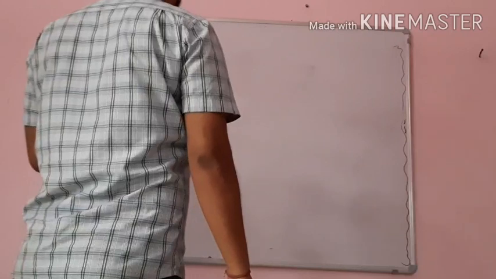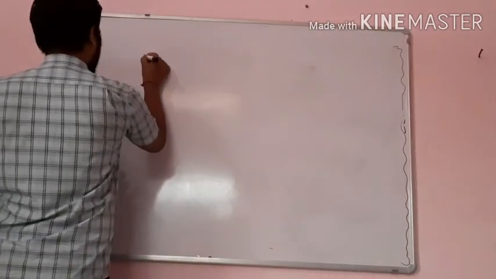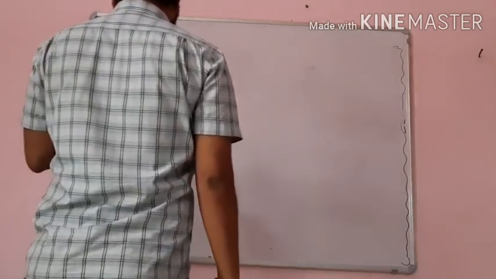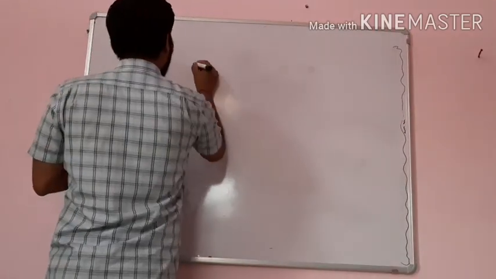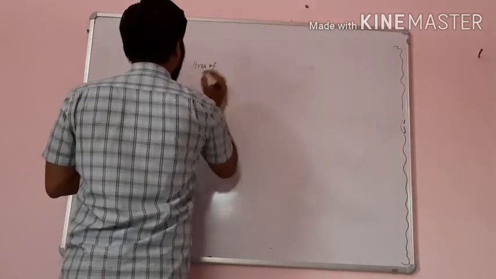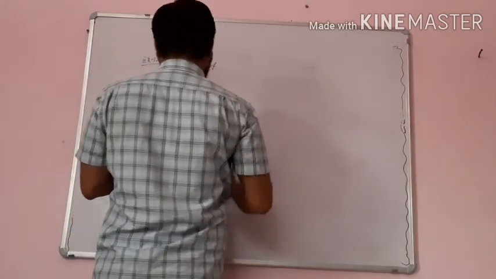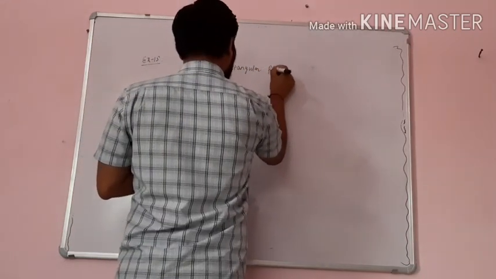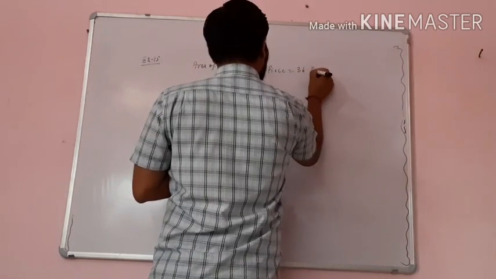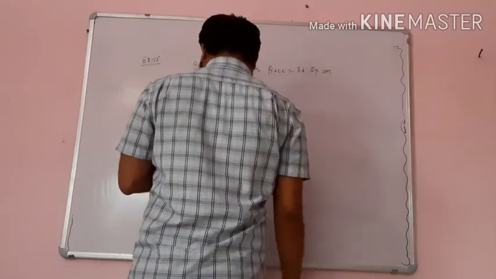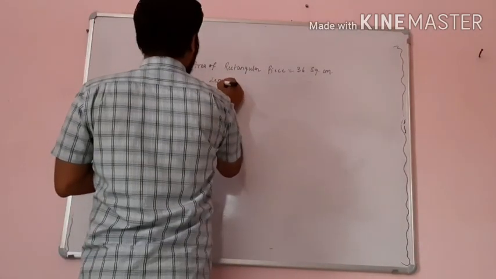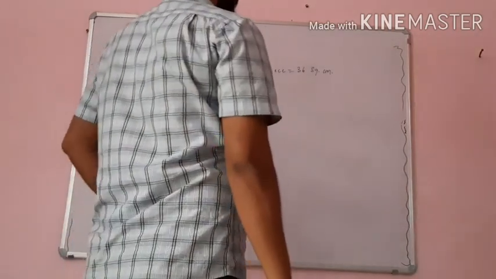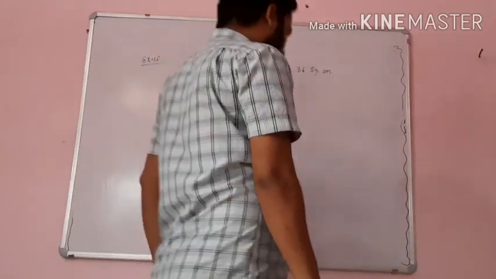Now moving to example number 15. The area of a rectangular piece of cardboard is 36 centimeter square, and its length is given as 9 centimeter. What is the width of the cardboard?